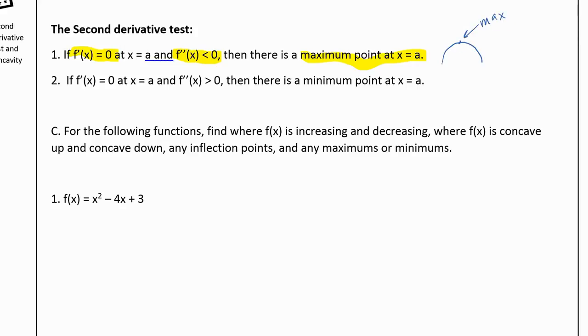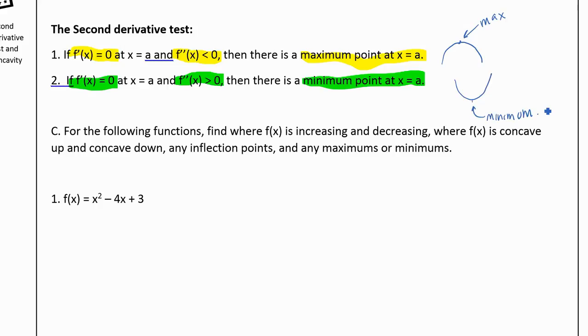And the second part's just the opposite of that. If you have a place where the derivative is 0 and the second derivative is positive, then you're going to have a minimum point. So the second derivative being positive means that you're concave up. So we would have a minimum point.